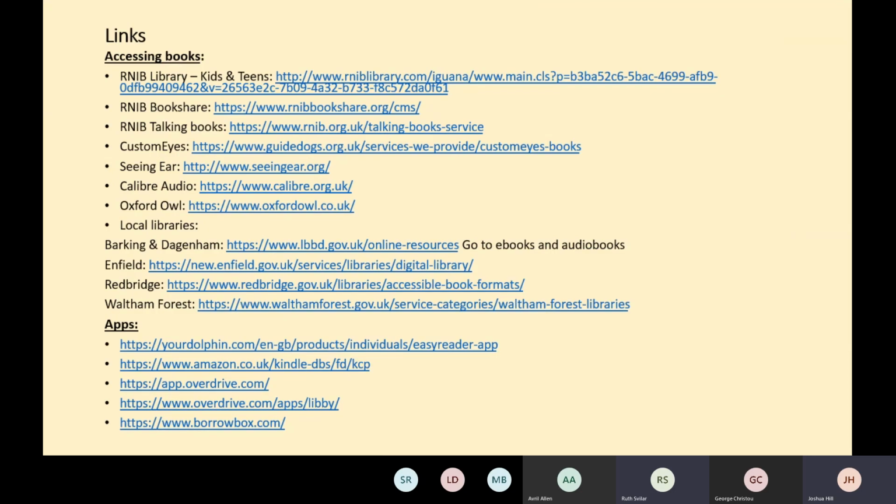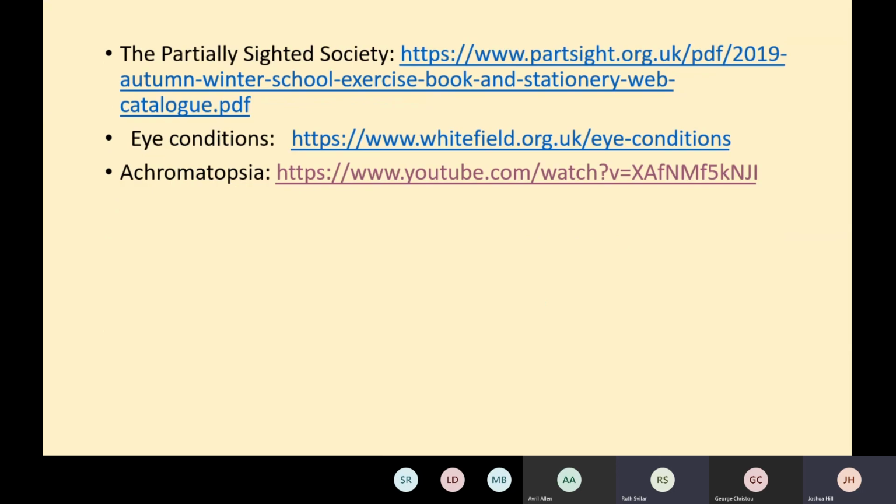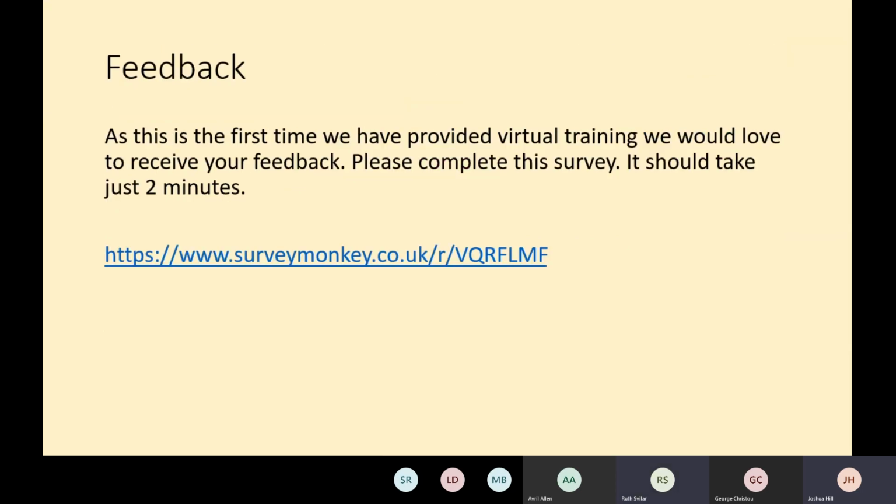These are links to websites that were mentioned earlier, such as RNIB Bookshare for electronic books and the Partially Sighted Society for some of the equipment that we showed. Next slide, please.